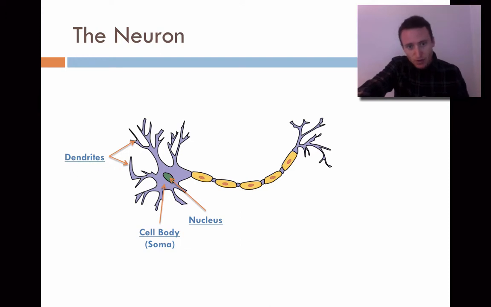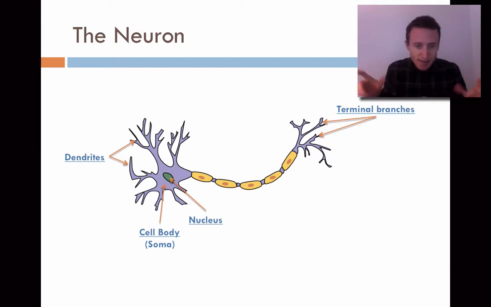So first and foremost, we have dendrites on the left and terminal branches on the right. These are these filaments, these fibers on either end of the neuron. And dendrites, importantly, receive information, and terminal branches send information. And that's important because information on a neuron only travels in one direction. In this case, obviously from left to right, since dendrites receive information and terminal branches send information. So it's only in one direction.